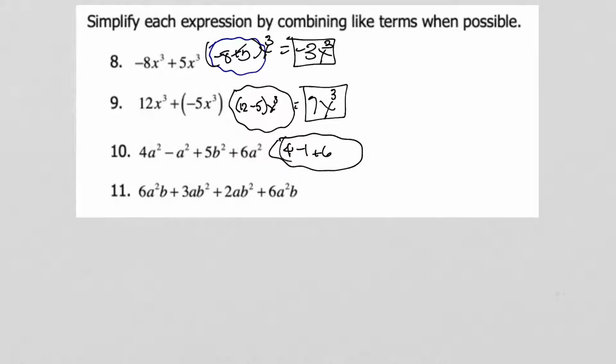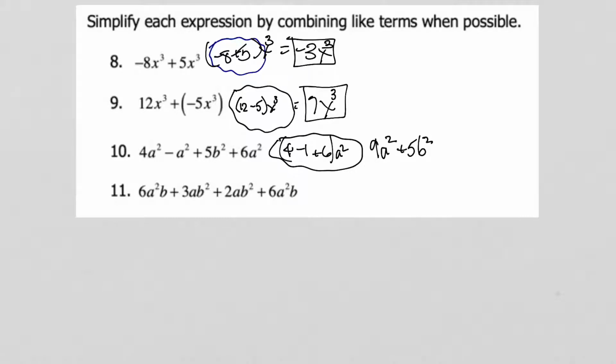So I've got that many of those a squareds. So we're going to have what? 4 minus 1 is 3. 3 plus 6 is 9. So there's 9 a squareds, and then you still have those 5 b squareds out here. Now the b squareds are different than the a squareds, right? I mean, they look different.